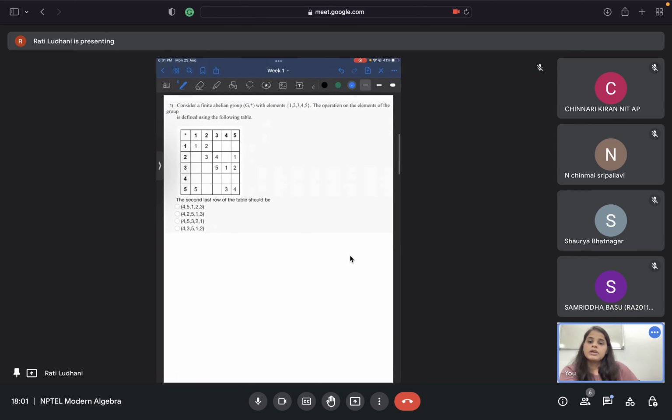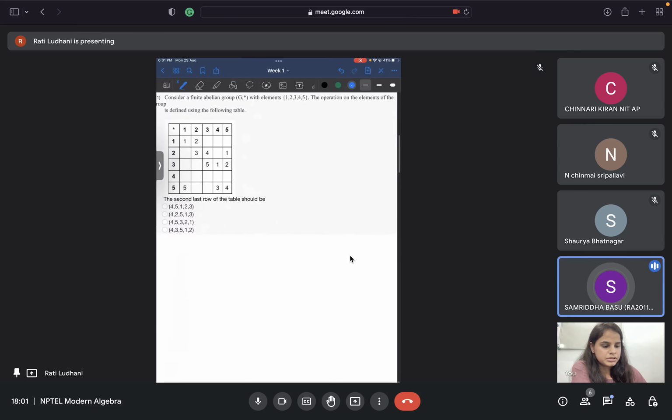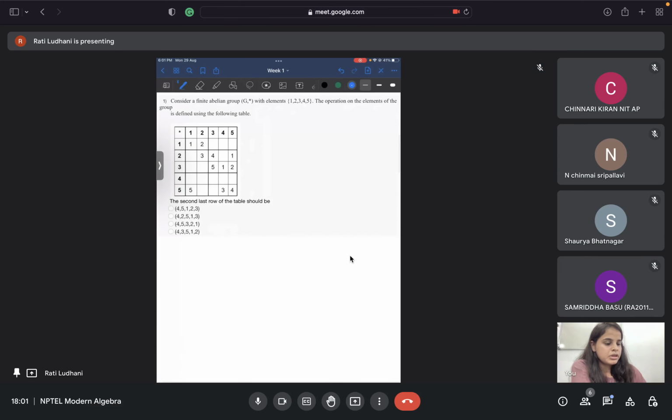Okay. So this is the first question. Consider a finite abelian group G star with elements 1, 2, 3, 4, 5. So consider this finite abelian group G, which has 5 elements, and the operation is star. And this operation has been defined with this table.